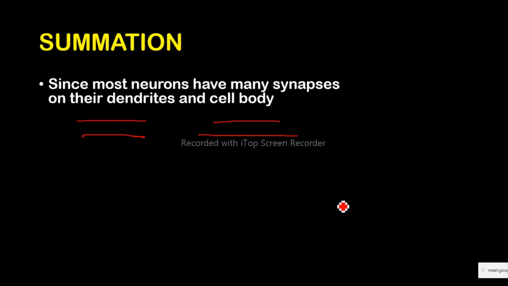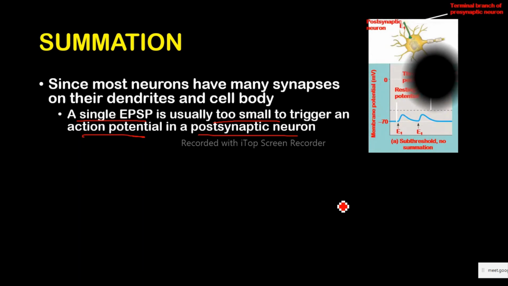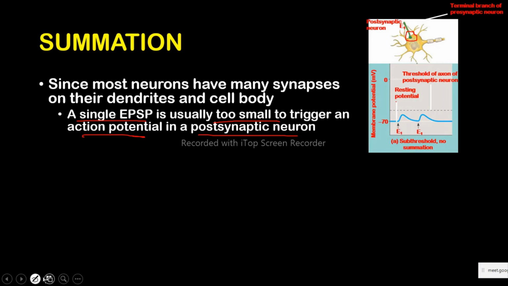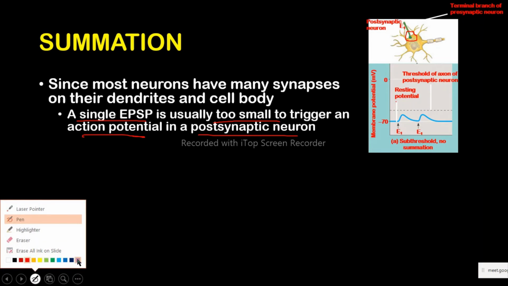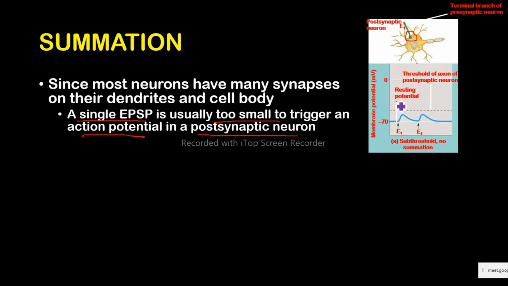So, the good news is, as you can see here, if you consider a single synapse, this is stimulation number one, and this will be the excitatory postsynaptic potential that is built up here, E1, and it is way below the threshold value.